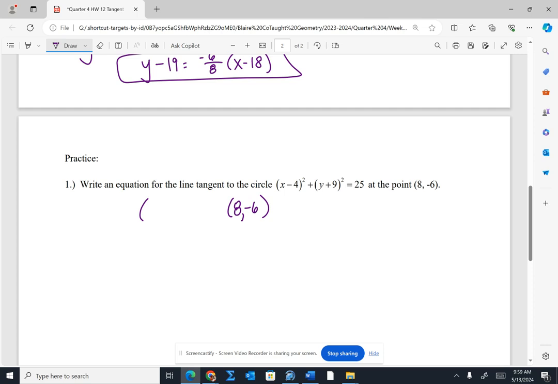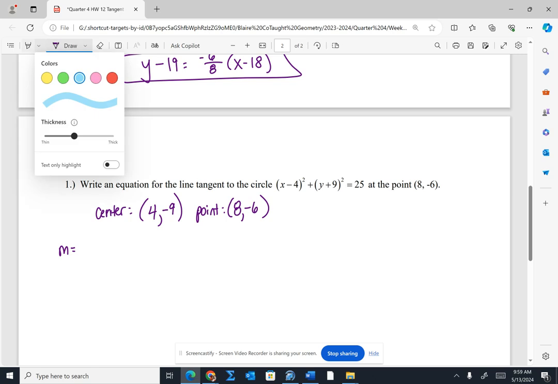The center of my circle, if I use what I've learned in this unit, if it's (x - 4)squared, that's positive 4. And (y + 9) squared, that's negative 9. So that is the point for my center. The point of tangency is at (8, -6). And I need to take those 2 points and find the slope.